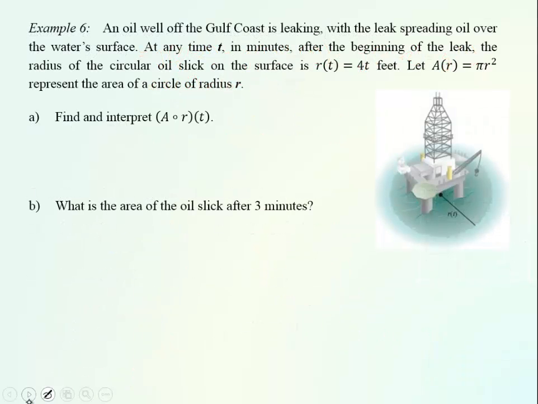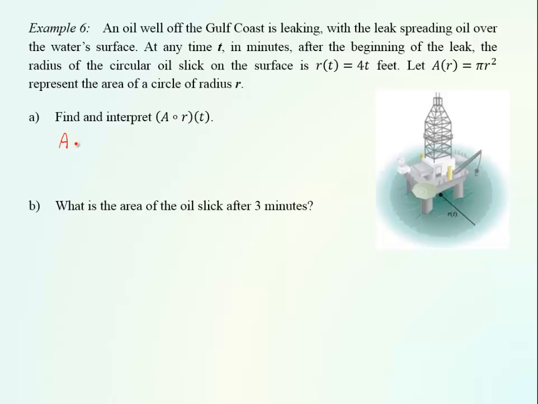And last exercise is a word problem, some little application of how to see composition of functions in a real life situation. An oil well off the Gulf Coast is leaking, with the leak spreading oil over the water's surface. At any time t in minutes after the beginning of the leak, the radius of the circular oil slick on the surface is given by the function r of t equals 4t feet. Let a of r, which is a function of r, equals pi r squared represent the area of the circle of radius r. Find and interpret composition of a and r of t.